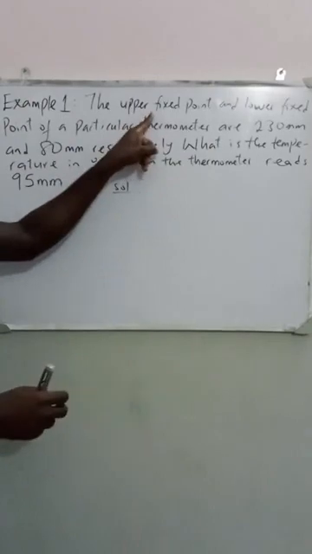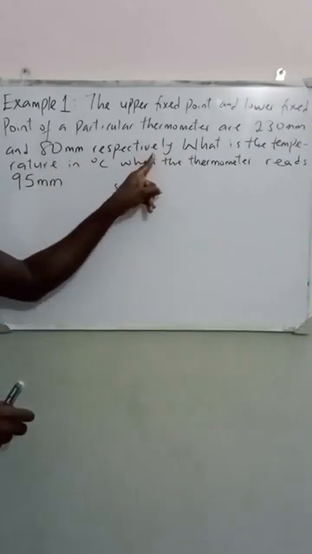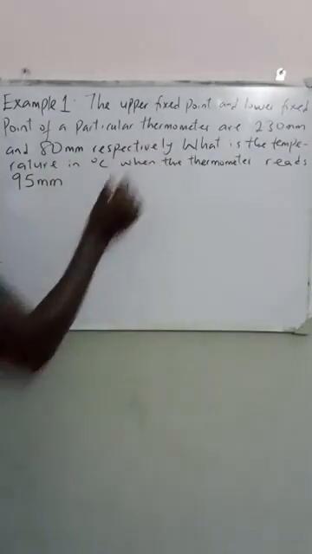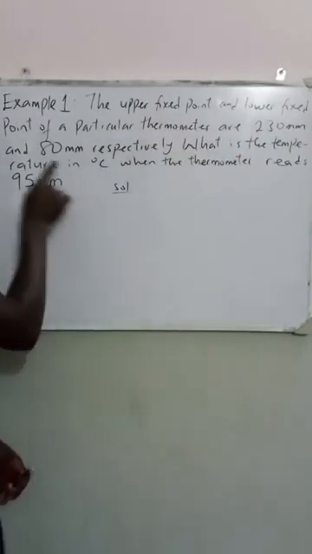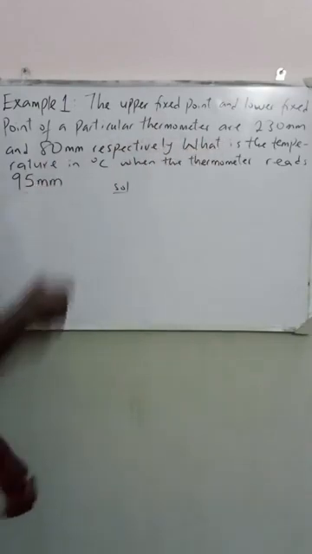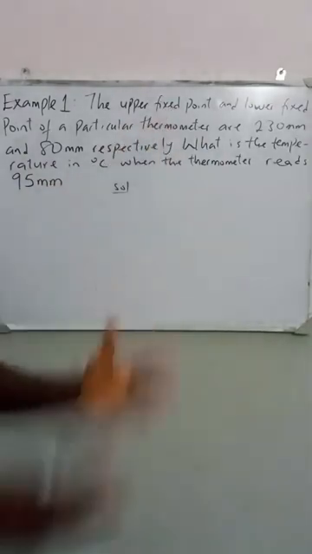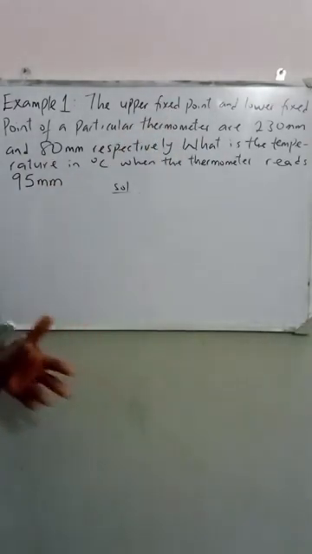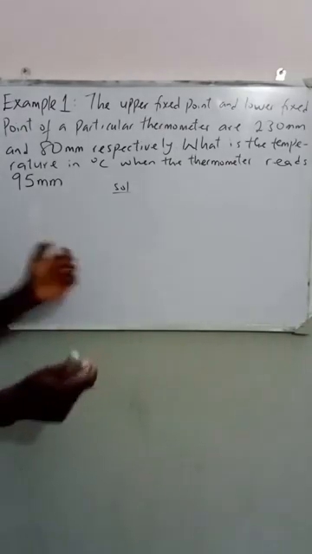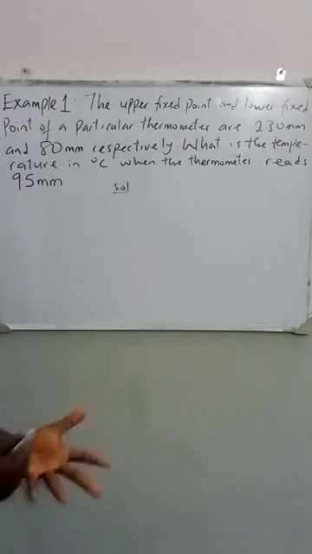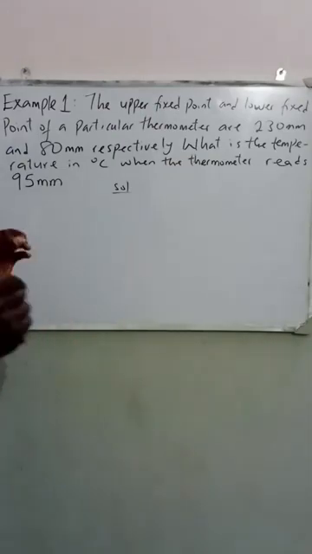Its upper fixed point and lower fixed point are 230 millimeters and 80 millimeters respectively. Respectively simply means that the first figure here, 230 millimeters, is the upper fixed point, while 80 millimeters represents the lower fixed point. Don't forget, they either call it the upper fixed point, or the boiling point, or the steam point. They mean the same thing, so they can use any of them. It's their choice. For the lower fixed point, they either call it the lower fixed point, or the freezing point, or the ice point. Please always take note of these words.